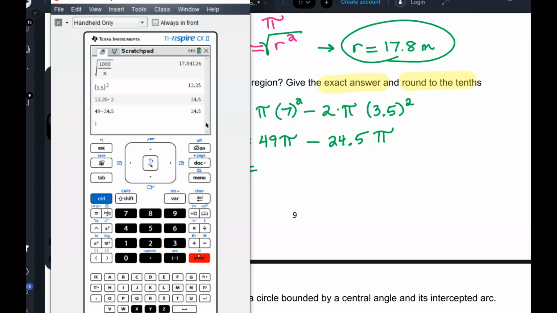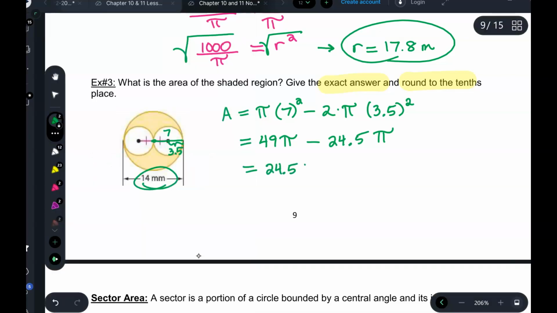Once you find out the radius of one of them, you have to multiply it by what? Well, let's write it in exact form. So we're going to treat this as like terms. I'm just going to work with the coefficients, right? 49 minus 24.5 is 24.5. So we have 24.5 pi.